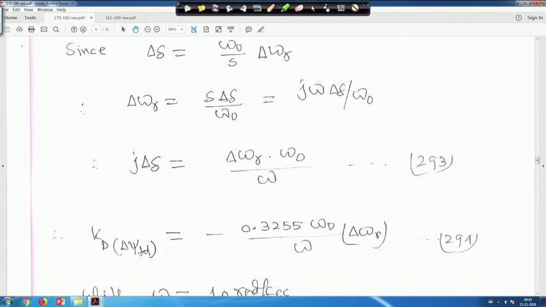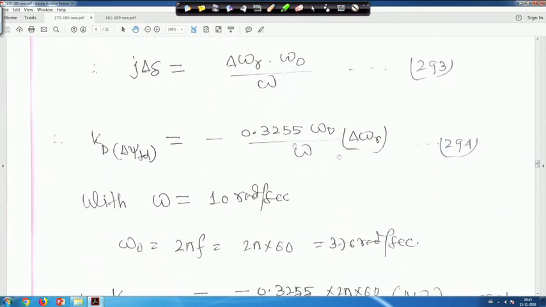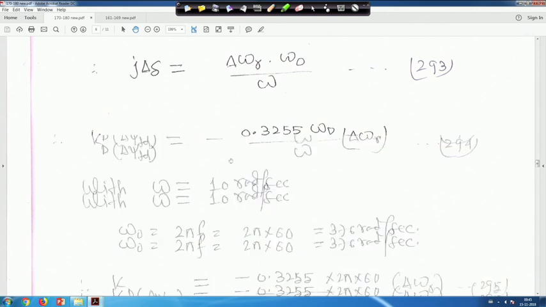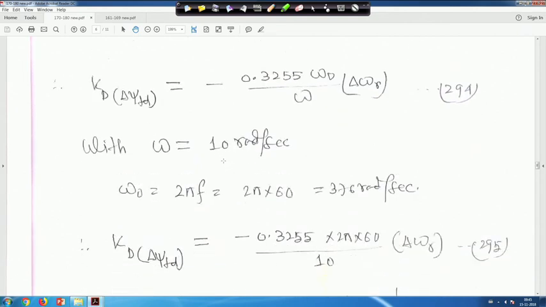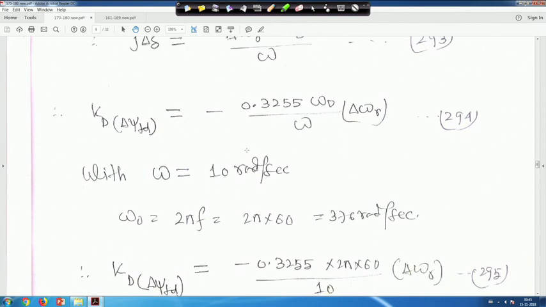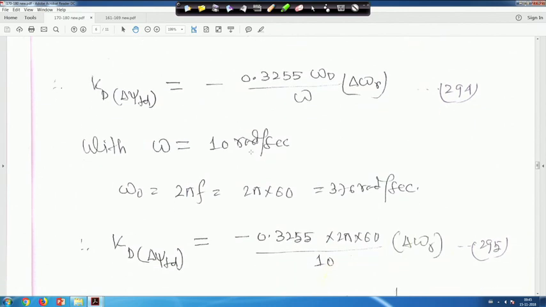If you do so, it comes like this: omega 0 upon omega, because j delta delta has been replaced by omega 0 upon omega into delta omega r. This is equation 294. Now, when omega is equal to 10 radian per second, as we have taken earlier, that is a frequency of 1.6 hertz, and you put omega equal to 10 radian per second. And this omega 0 we have taken for a 60 hertz system.